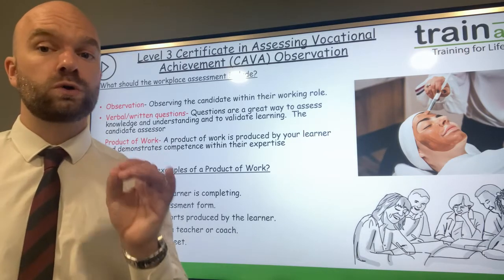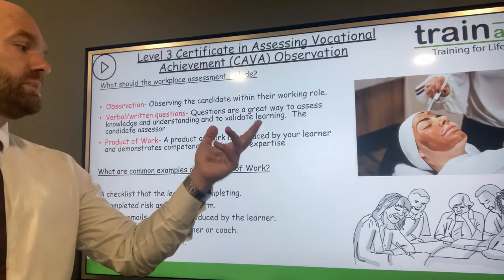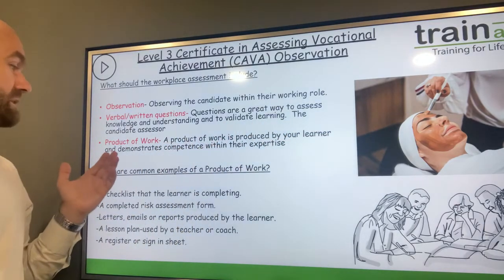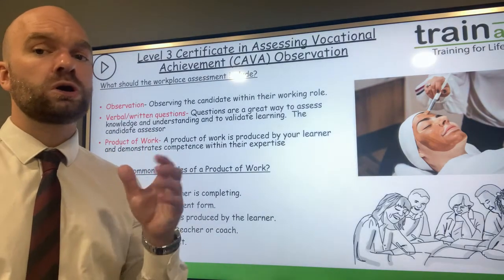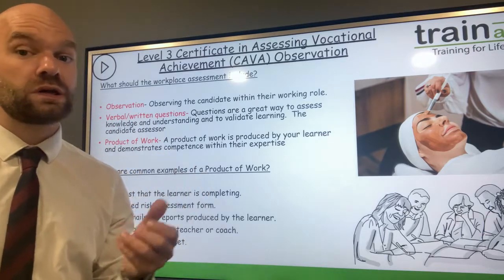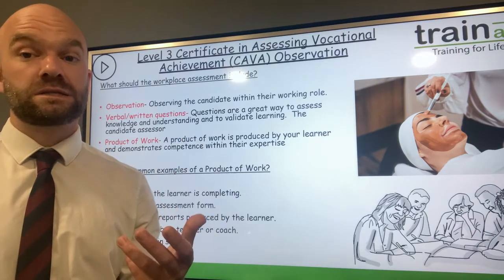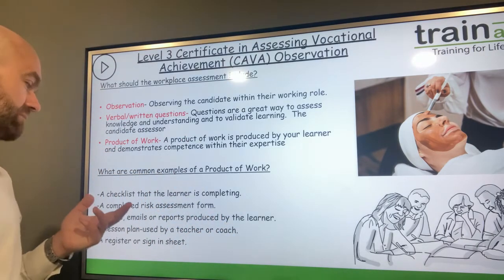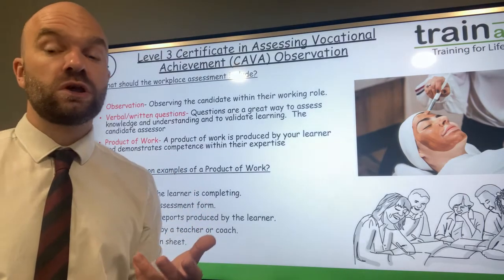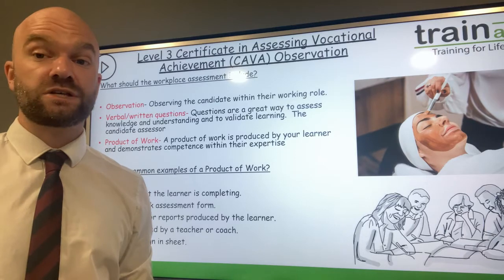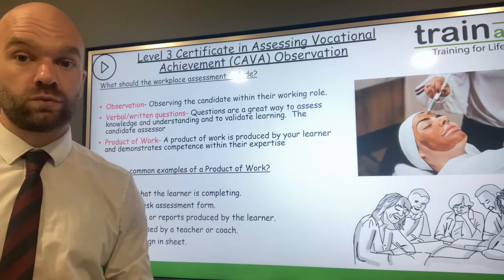idea of a work product or a product of work. So a product of work is produced by your learner, your colleague, and demonstrates competence within their expertise. Okay, so a work product or a product of work is something that is produced by the candidates experiencing the assessment here. So this could be a checklist that the learner is completing. So for example, if your colleague is completing a risk assessment, they're filling out a checklist. So that is an example of a product of work.